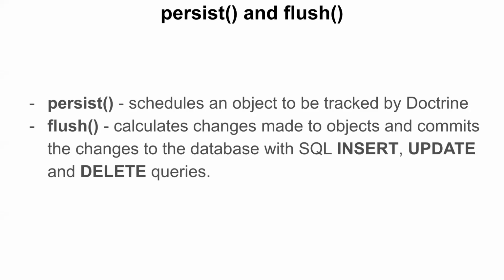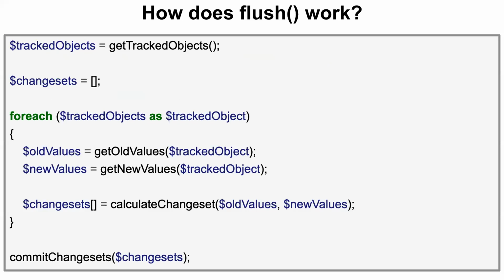So I already explained these two methods. This is some pseudocode that represents how flush works internally. When you call flush, the first thing it does is get all of the objects that Doctrine is tracking, then get the old values and the new values, and compare those values to produce a change set. At the end, we basically have an array of change sets, which is literally just an array of all of the entities that Doctrine knows about. And inside of that array is another array with the old values and the new values.